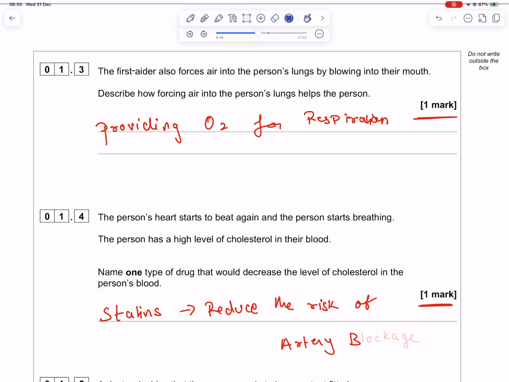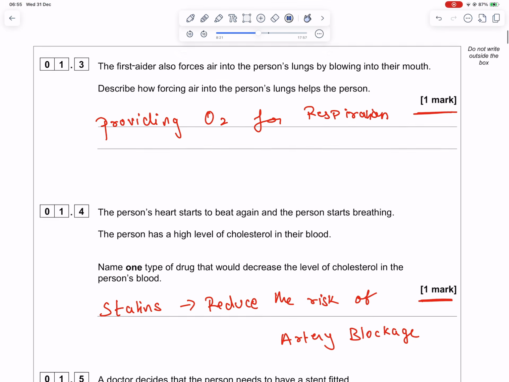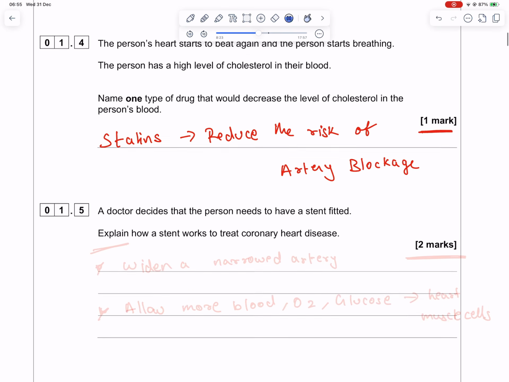Well done so far if you've got all of them right. Now let's move on to question 1.5. A doctor decides that the person needs to have a stent fitted. Explain how a stent works to treat coronary heart disease. Now again, the key word is explain, and we can see this is for 2 marks. So we're looking at 2 points, very clear and to the point.